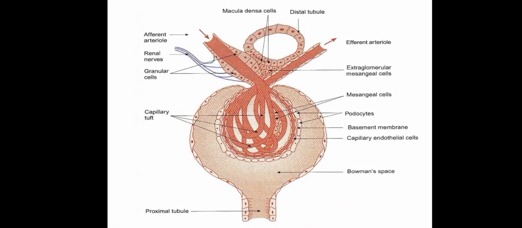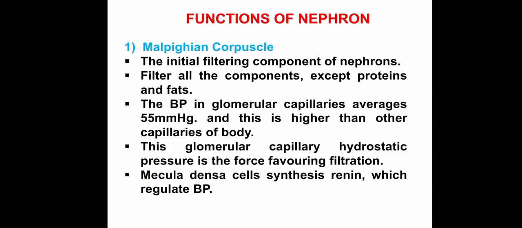So what are their functions? These macula densa cells are able to synthesize renin. This renin can control the blood pressure. So through this role, up to a certain limit, our kidneys are able to maintain the blood pressure by the synthesis of renin from the macula densa cells of the juxtaglomerular apparatus.